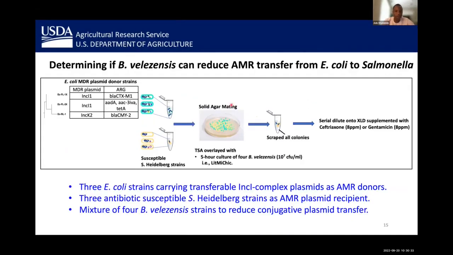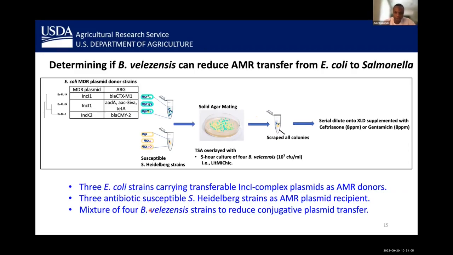This is the last result I will share here, and this is the crux of the story: can this B. velezensis reduce antibiotic resistance? So the way we've done this is we've used E. coli as our donors of antibiotic resistance and Salmonella Abaetetuba as our recipient. So we use three E. coli strains carrying transferable IncI complex plasmids as our AMR donors, then three antibiotic-susceptible S. Abaetetuba strains as our AMR plasmid recipients.